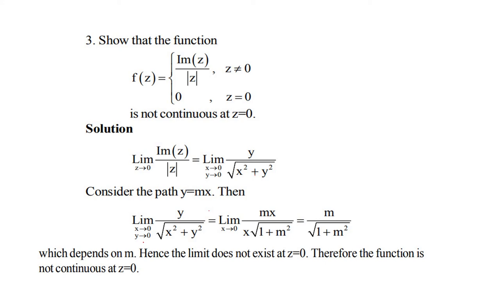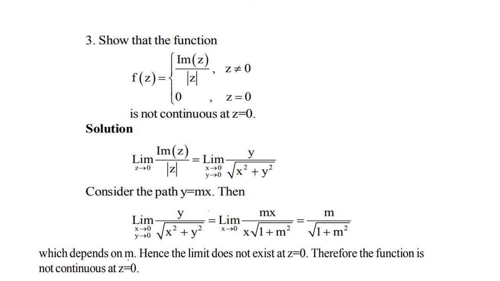Then the limit as x tending to 0, y tending to 0, of y by root of x square plus y square is equal to the limit as x tending to 0, where we are replacing y with mx. So the limit has only x tending to 0. The denominator is root of x square plus m square x square, and we take x outside, so it is root of 1 plus m square. So its value is m by root of 1 plus m square, which depends on m.